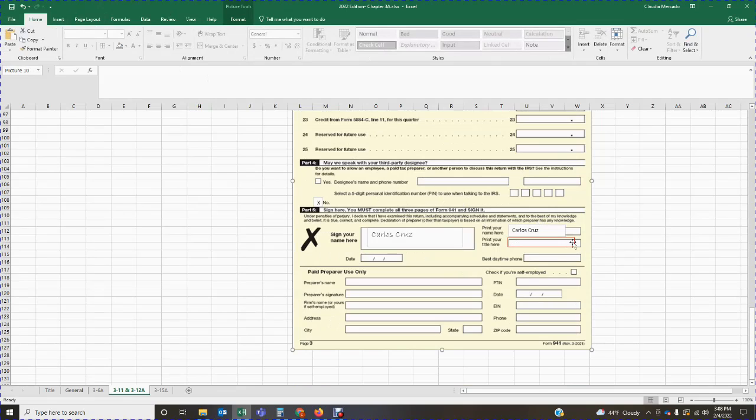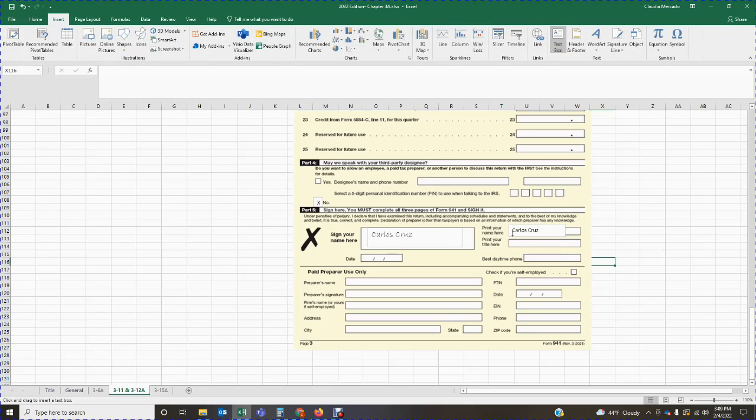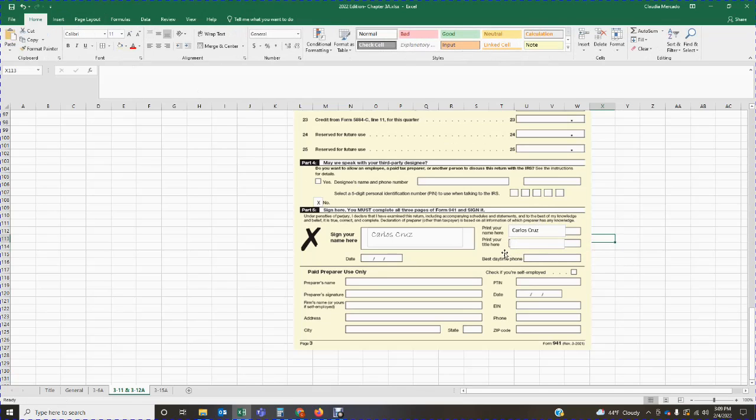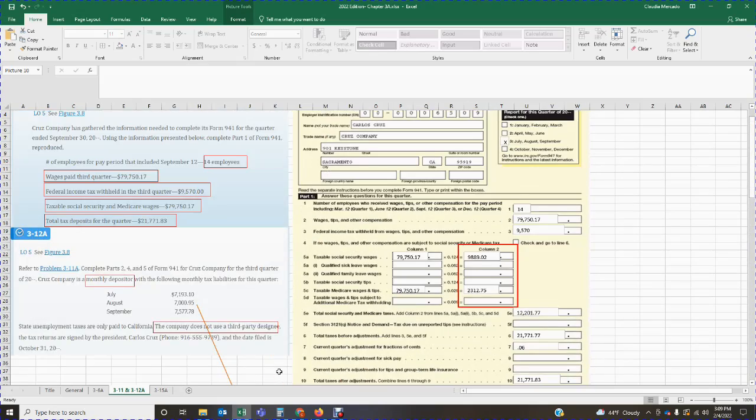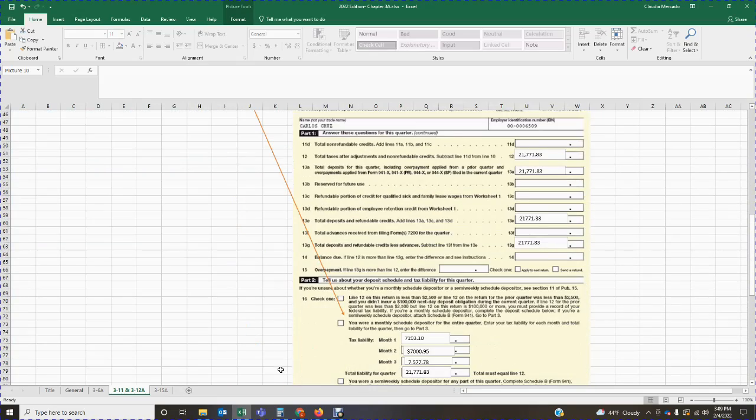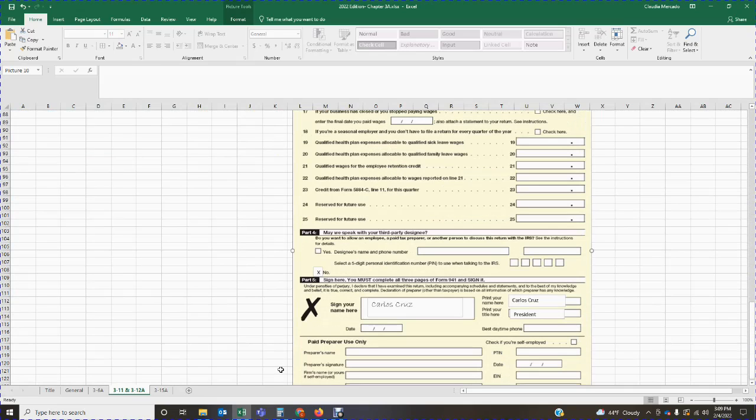Let me see if I can delete this. Okay, so print your title here. This person is the president. And they also provide you with the phone number. All of that is provided to you in the problem. So what does the next item say? The next item says 3 skipped.